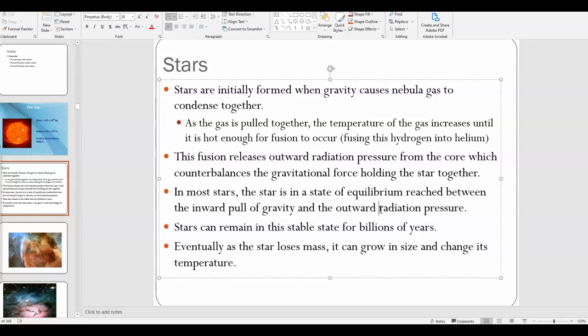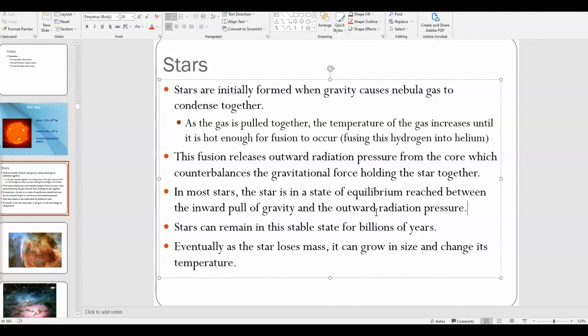And again, when I say radiation pressure, really what I'm just talking about is the nuclear fusion producing a lot of heat, and the heat wanting the star to expand, and that outward force is balanced out by the inward force of gravity. And stars can remain in this kind of equilibrium state for billions of years. And then over time, what can happen is as the hydrogen runs out, because hydrogen gets used up in the fusion process, and it gets turned into helium. And so what can happen over millions or billions of years is the star can start to run out of hydrogen. And so once that happens, then stuff starts to change within the star.